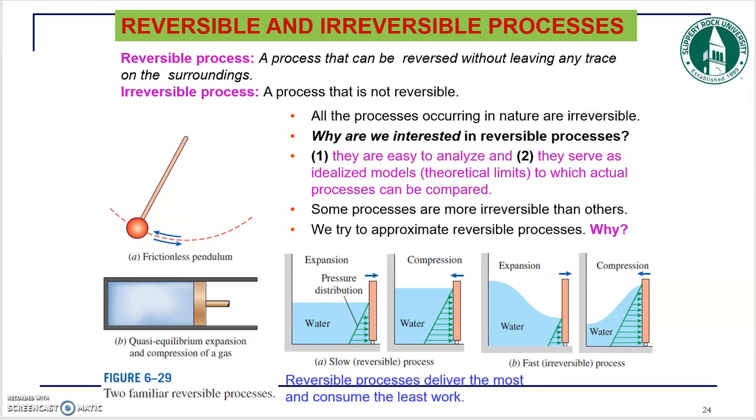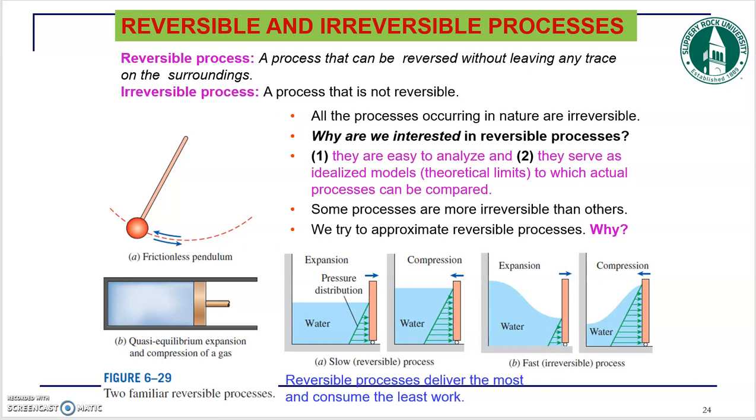The reason is that it sets a limit for how much efficiency we can get from different devices. For example, if all the processes in a heat engine are reversible processes, what would be the efficiency? You cannot really achieve that efficiency, but it serves as an idealized system for us, right? And they are also easy to analyze because there are no inefficiencies happening.